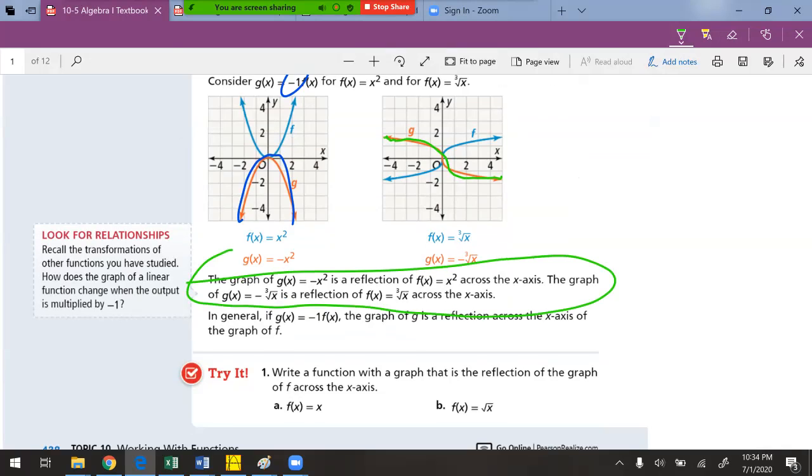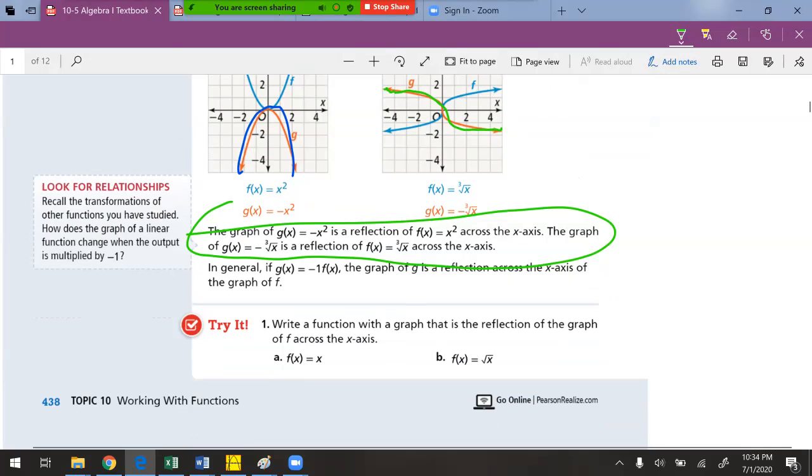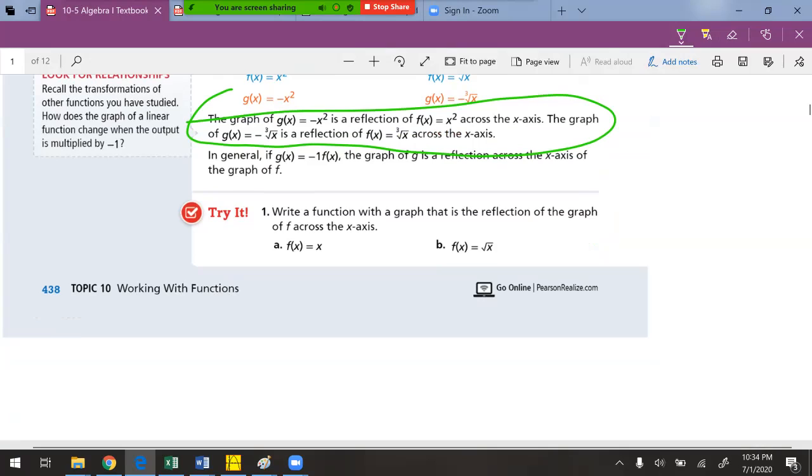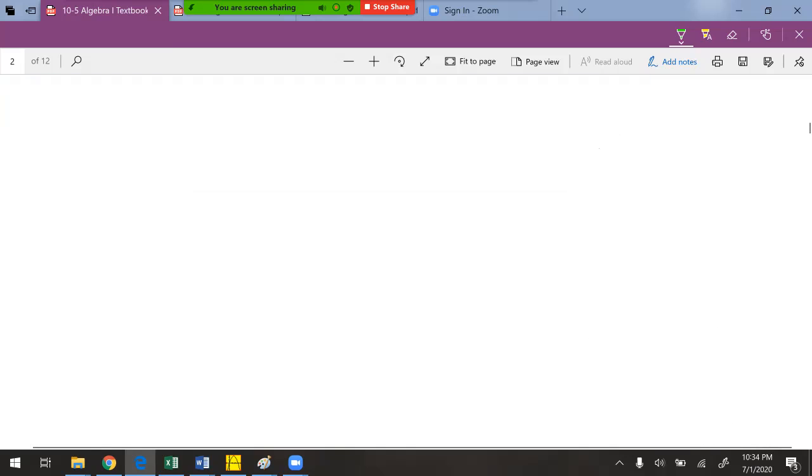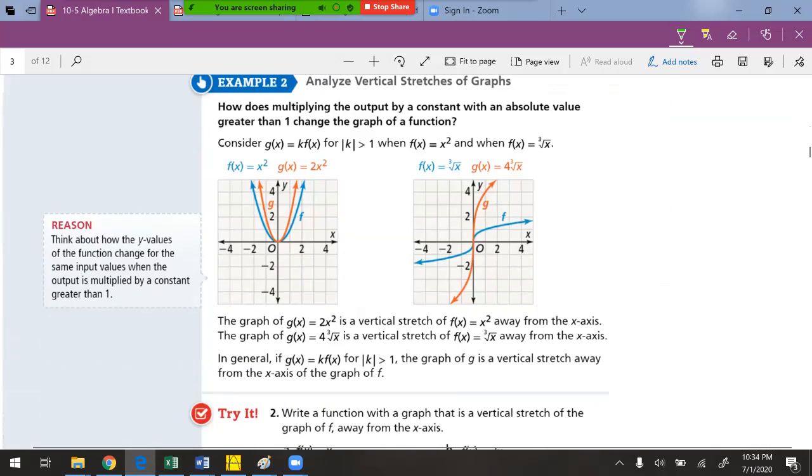So let's write a function with the reflection of the graph across the x-axis for this one. Well, this is just going to be negative x. Boom, just like that. This one is going to be negative radical x. The negative is outside of the function. It'll flip left and right when it is inside of the function. Okay, so let's take a look at the next example.